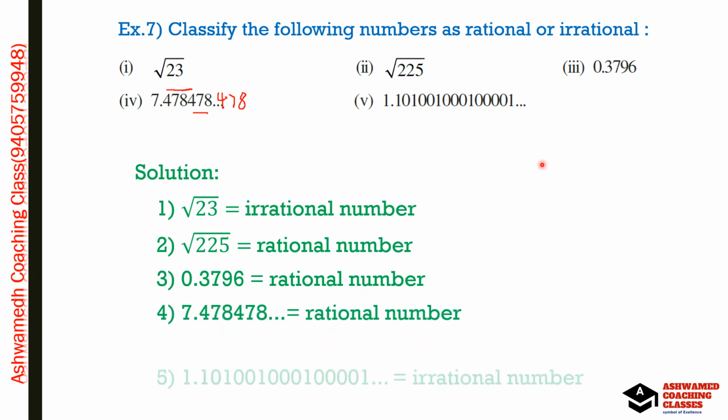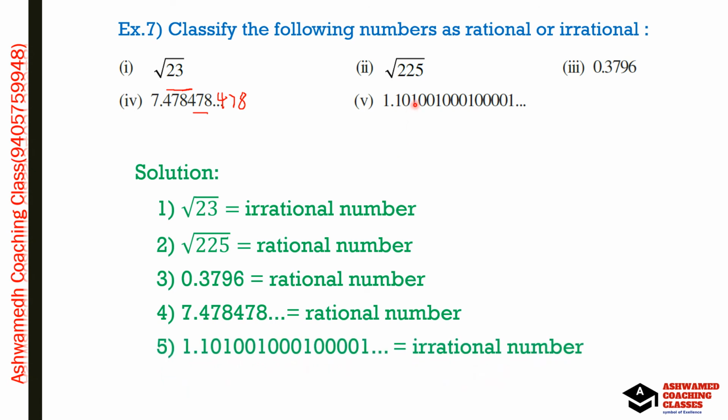And the last one is C. Obviously this is non-terminating, non-recurring, so this is an irrational number. There is no block which is repeating again and again, and this decimal goes on forever, therefore this is an irrational number. Got it? So we can easily classify them into rational and irrational.